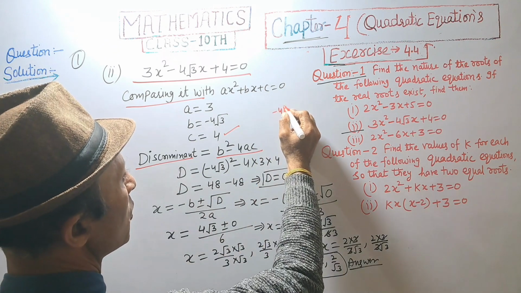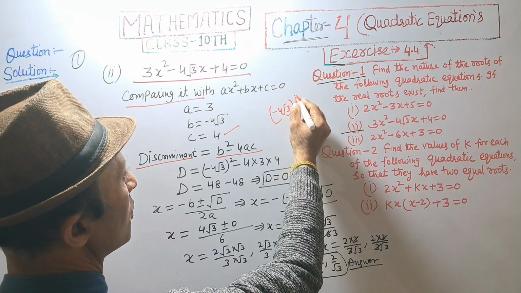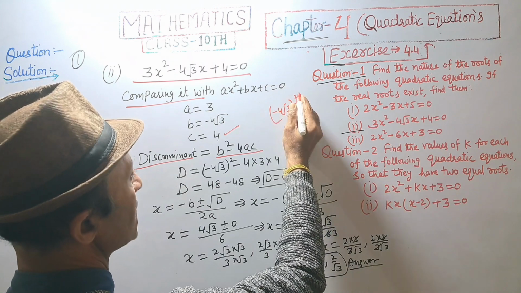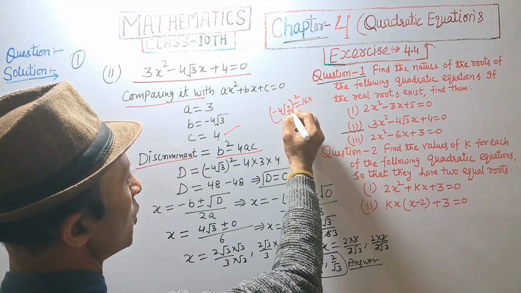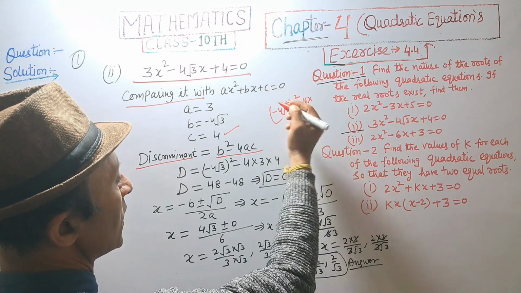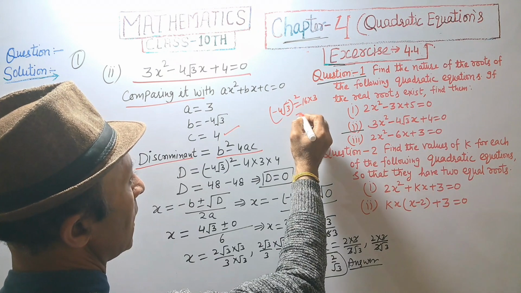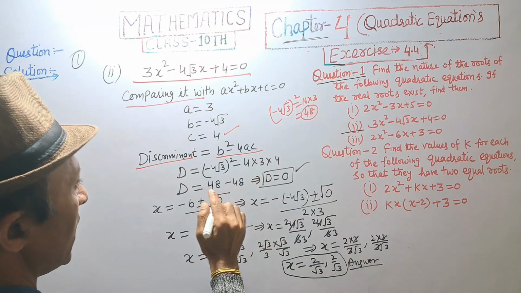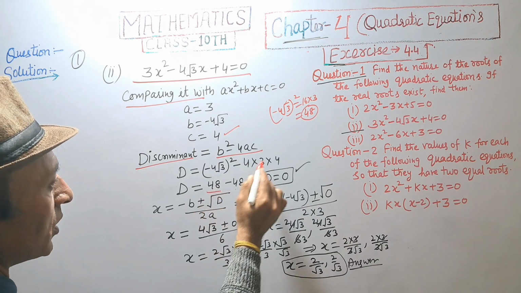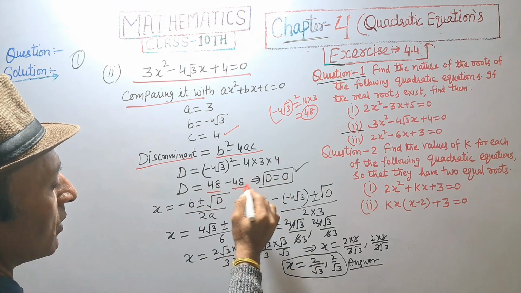4 minus 4 root 3 raised to power 2 is equal to minus minus, that will be positive 4 4s are 16 into root 3 square. Root square is cancelled, multiply by 3, that is equal to 48. So we get 48 minus 48, that is 0.